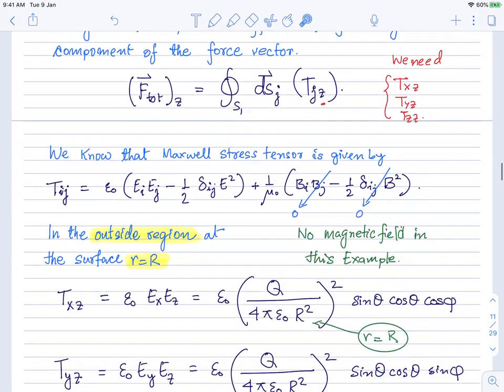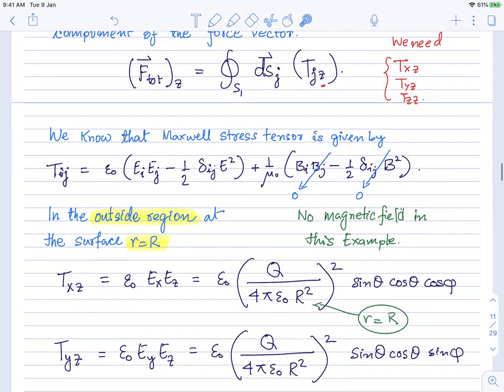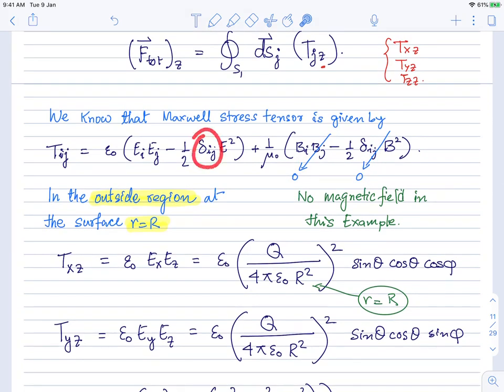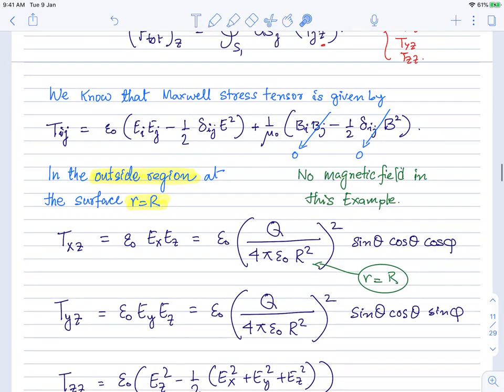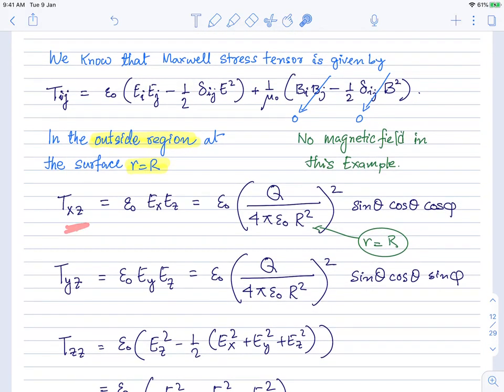Okay, so if you look at the expression for the Maxwell stress tensor, it has the magnetic fields. This configuration doesn't have any magnetic fields, so this term just vanishes. And here we have these two terms, which are the electric fields, and here you see we have a delta ij. For the xz component, which is the component that we need, this term will contribute, Ex Ez. But here, because x and z are not the same thing, this will be delta xz, and that is equal to 0. So this term is not going to contribute in this expression.